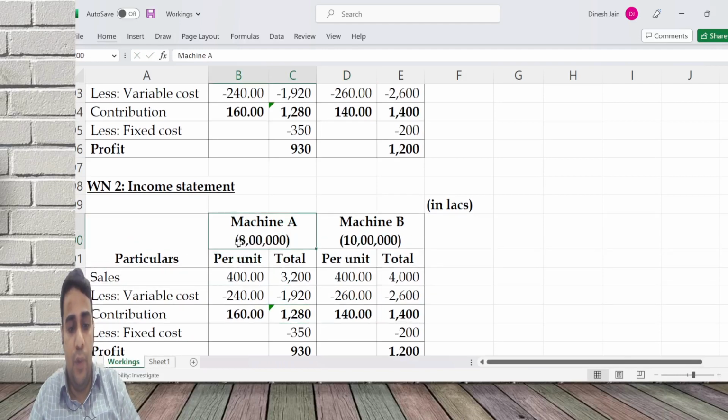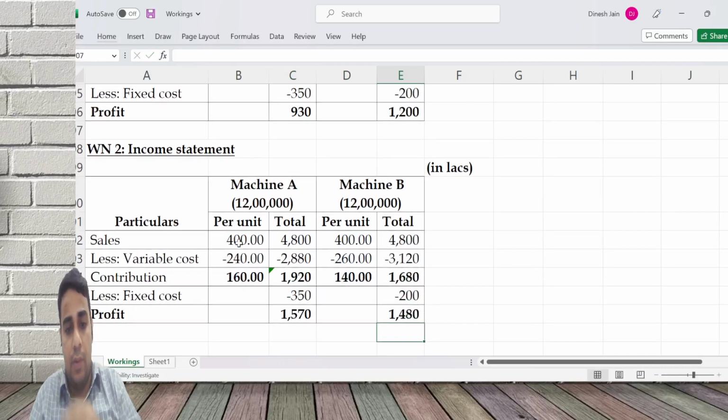And now you'll have to do it for 12 lakh units. Earlier we did it for 8 lakh. Now it is for 12 lakh units. Earlier we were choosing Machine B. Now I will choose Machine A. Now I will shift to Machine A.